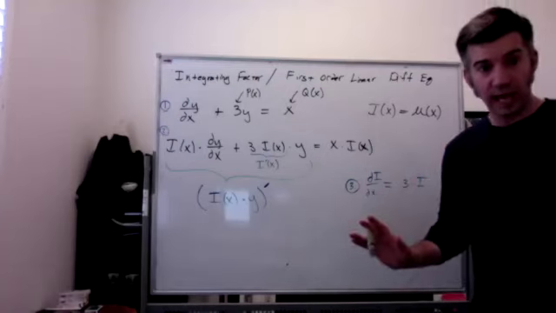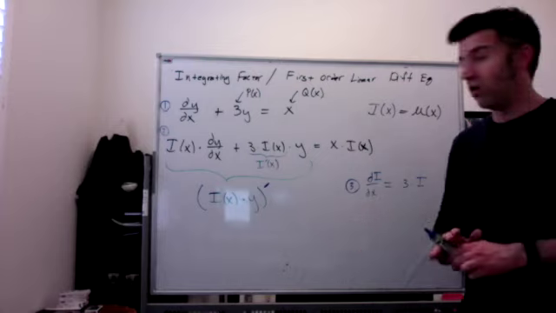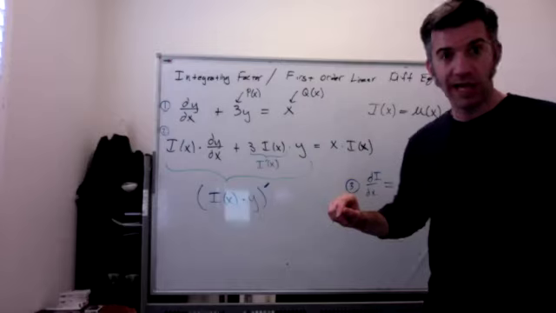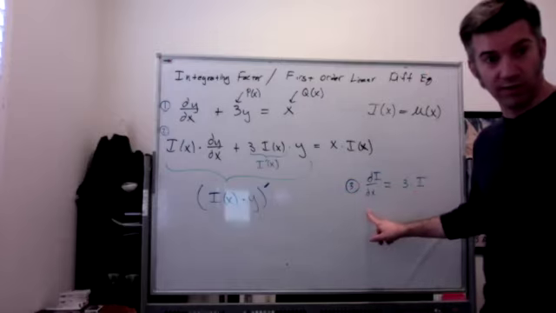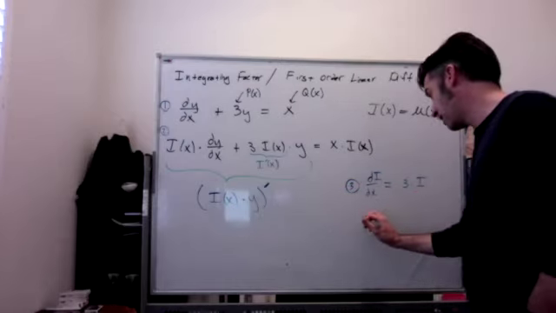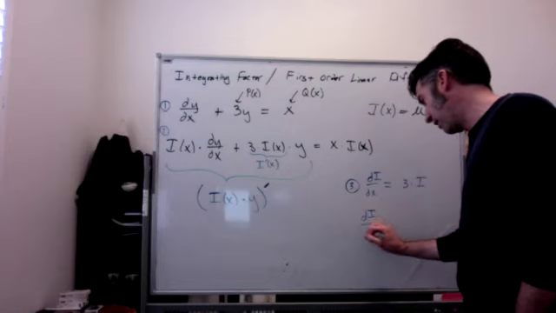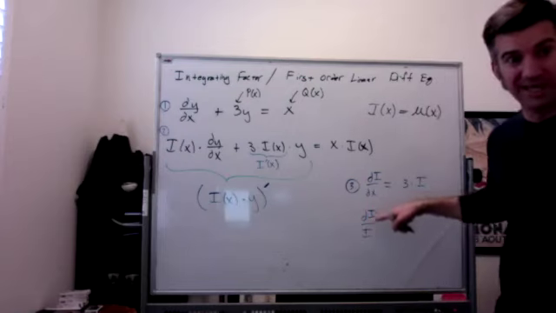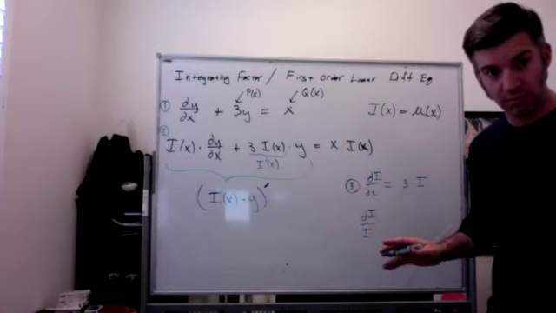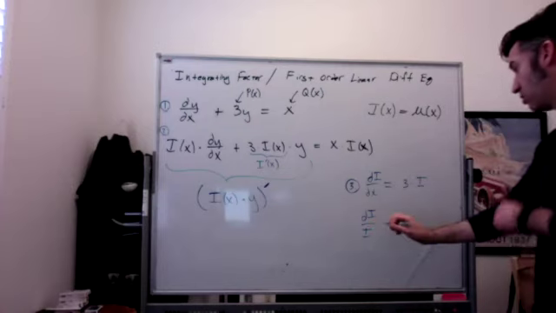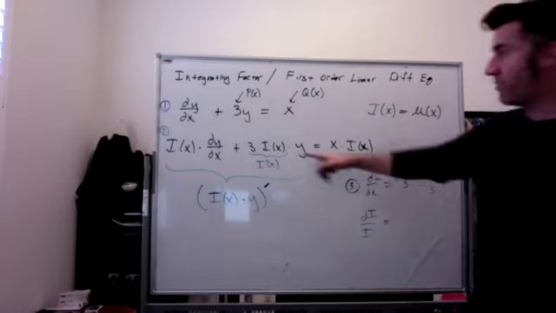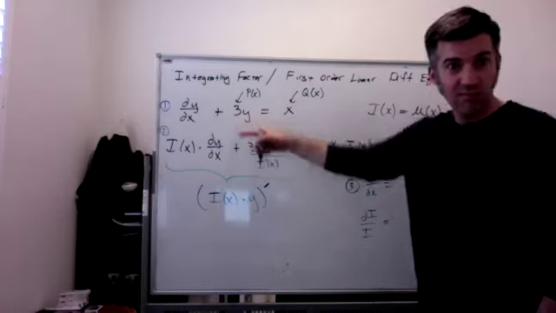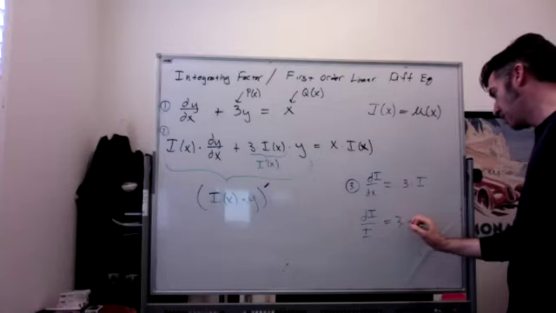Now here's what's always going to happen. You're always going to have something times I, and you're always going to divide the I over to this side. So you're always going to have dI over I on the left. The left side of this will always, always, always be that. There is no other option. The right side will be whatever your function of x is. In this case, it's 3 times dx.